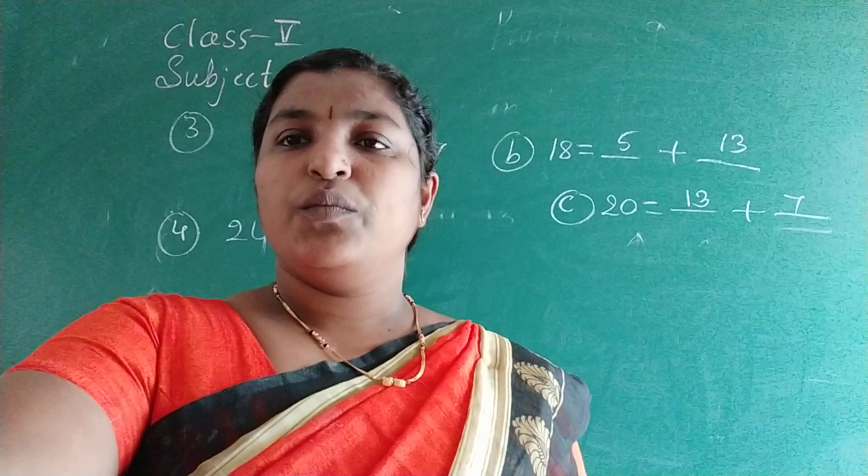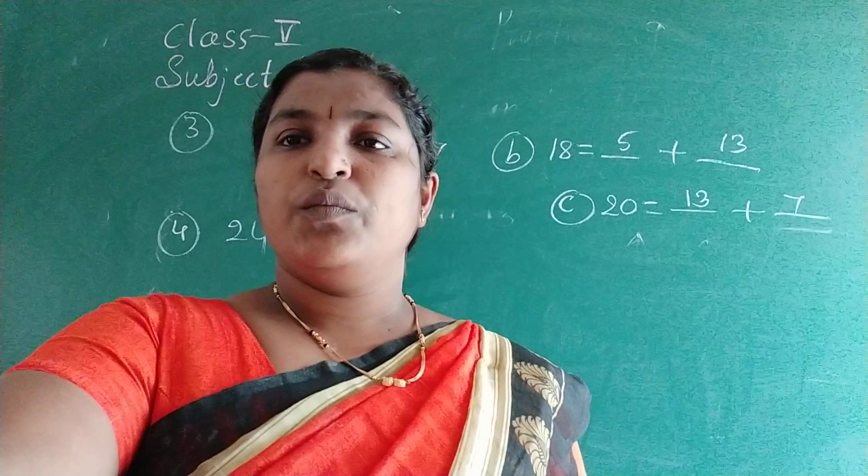Next, two consecutive prime numbers are 2 and 3. If we subtract the two prime numbers, we should get the answer 1. So those prime numbers are called consecutive prime numbers.